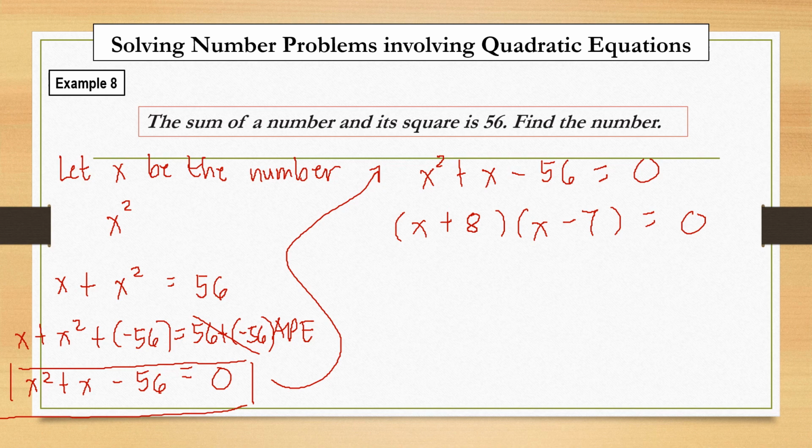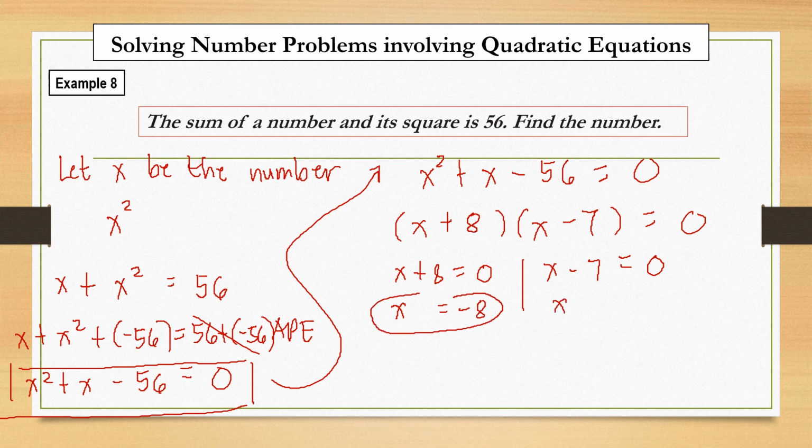Apply zero product property. x plus 8 is equal to 0. x minus 7 is equal to 0. Solve for x, we have x is negative 8 and x is positive 7. So we have two possible answers for this problem.